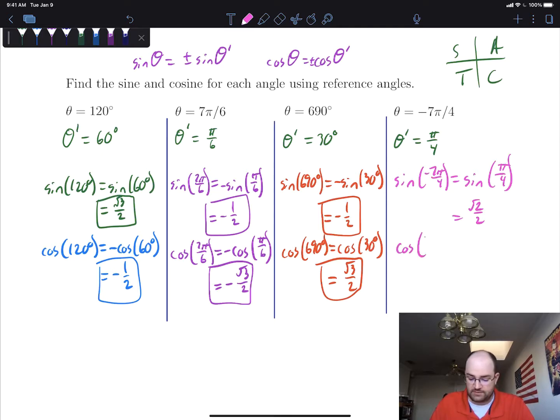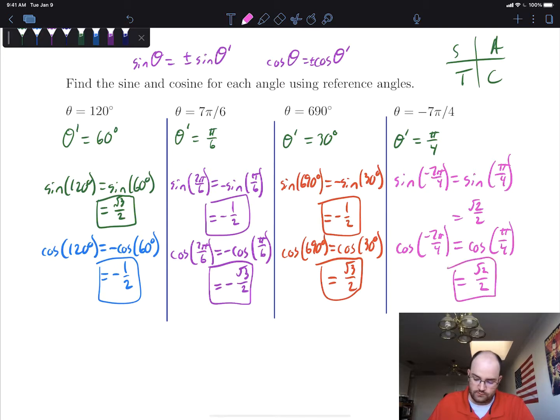Same thing for the cosine of negative 7 pi over 4. That gives me the cosine of pi over 4, which is root 2 over 2.